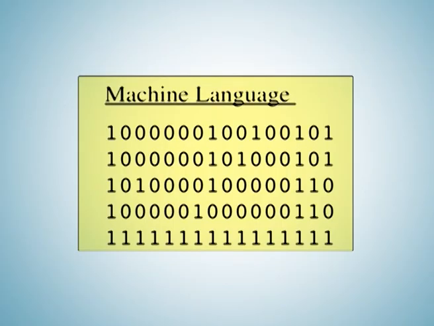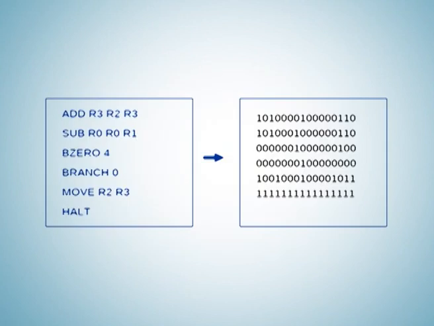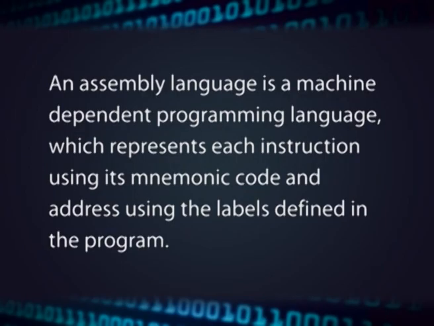The machine level language consists of binary patterns of instructions, data and addresses. The CPU only understands binary patterns. Therefore, a program written using mnemonics must be translated into machine code. An assembly language is a machine dependent programming language which represents each instruction using its mnemonic code and address using the labels defined in the program. The assembly language consists of English like words called mnemonics.